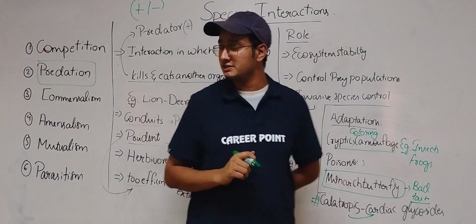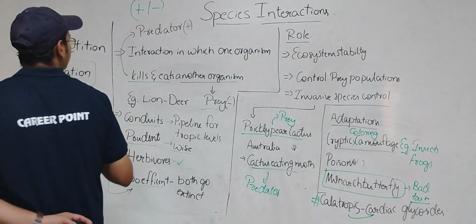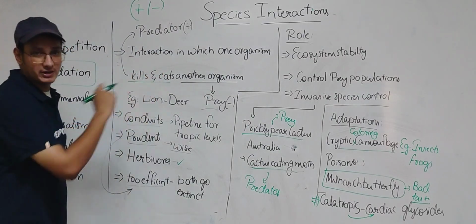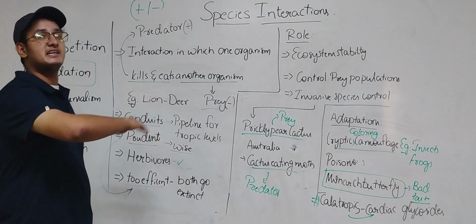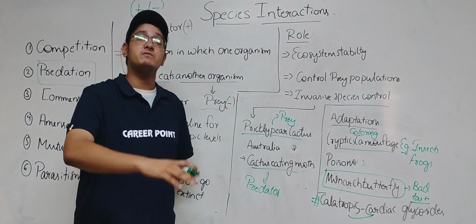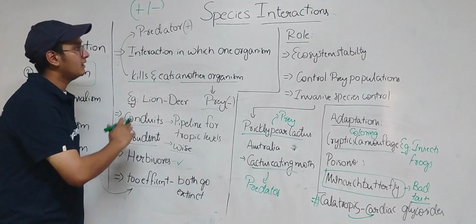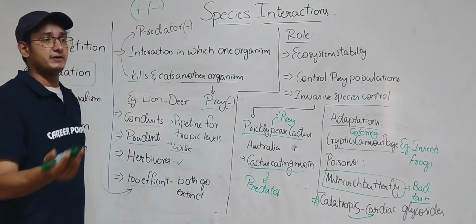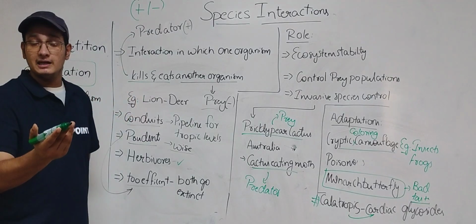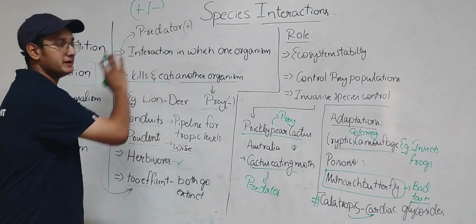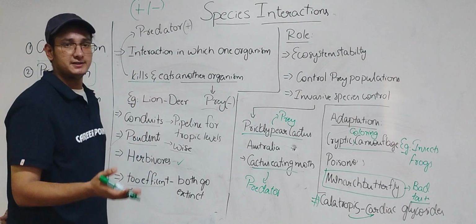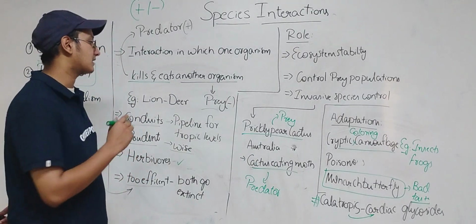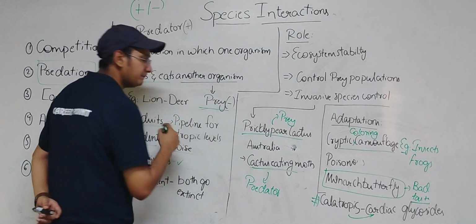So this is about predation. Let's have a very quick revision of predation. It is an interaction in which one organism kills and eats the other organism. The organism which is killing is known as the predator, and the organism which is getting killed is known as the prey. Usual examples of predators are lion, tiger, and different kinds of carnivores like leopard and cheetah. All of those come under predators. And prey: deer, sambar deer, nilgai, zebras, buffaloes, all of these come under prey. It depends on the situation.